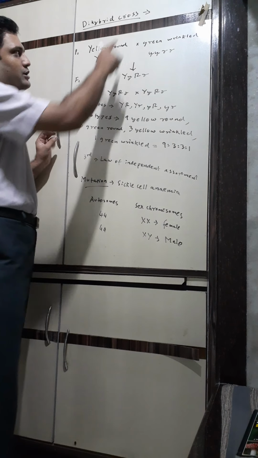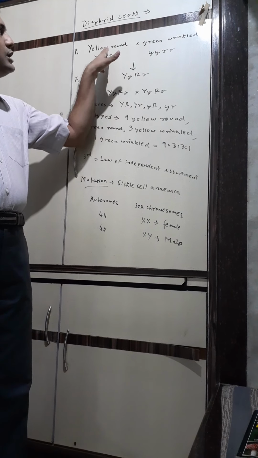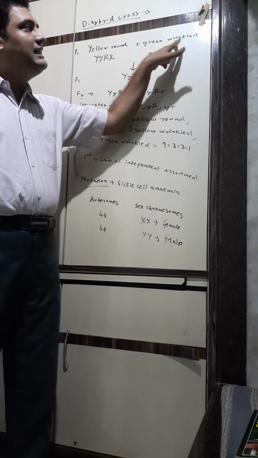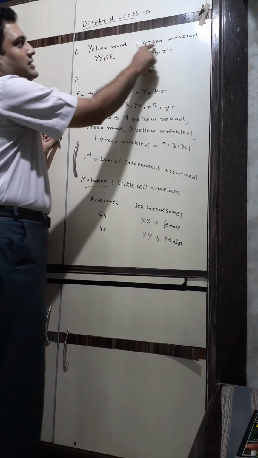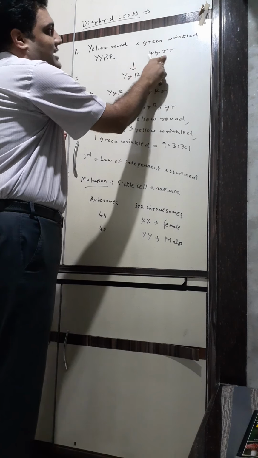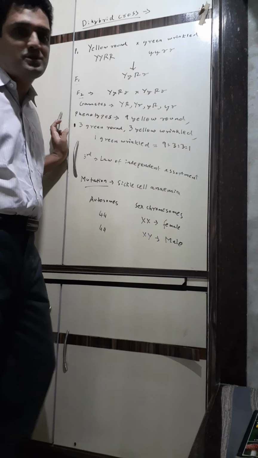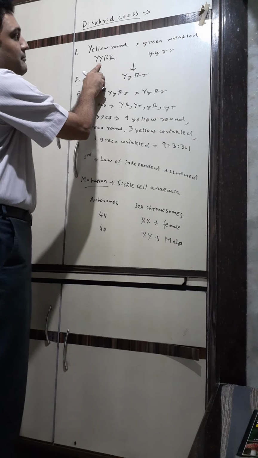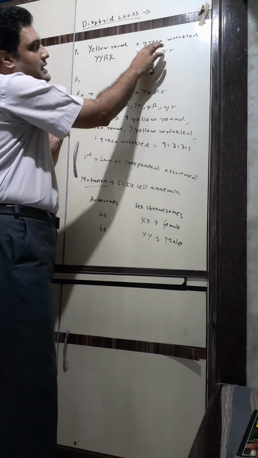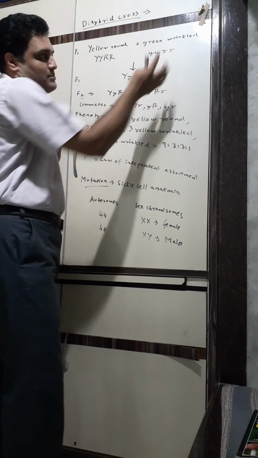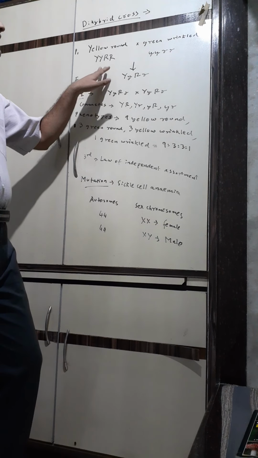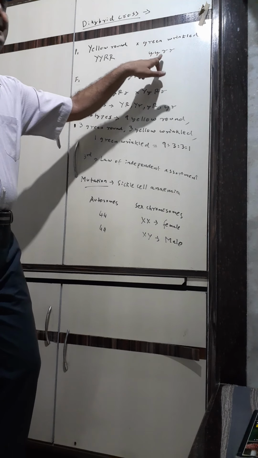Okay, dihybrid cross. The parents: a pea plant having yellow round seeds, and a pea plant having green wrinkled seeds. This is the phenotype, yellow round and green wrinkled, because I can see that. But I represent it with factors, with genes. This is genotype. Yellow, big Y, just like there tall I took big T, round, big R, green, small y, wrinkle, small r. I guess you know by now why I'm writing this capital and why I'm writing this small.